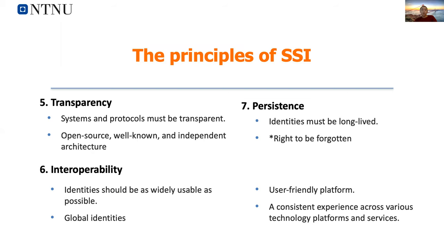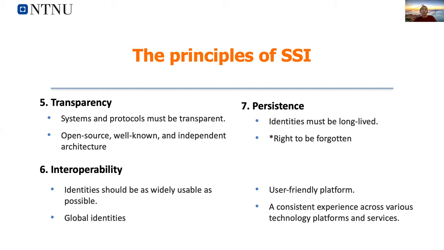Fifth, we have transparency. Systems and protocols must be transparent. It's good to have open source, well-known and independent architecture. And from what I see now, the space is evolving in this direction. Lots of companies are quite transparent and offering their solutions to others as open source, so they can build on top of them. Which is quite nice. As a community, it should continue like that.